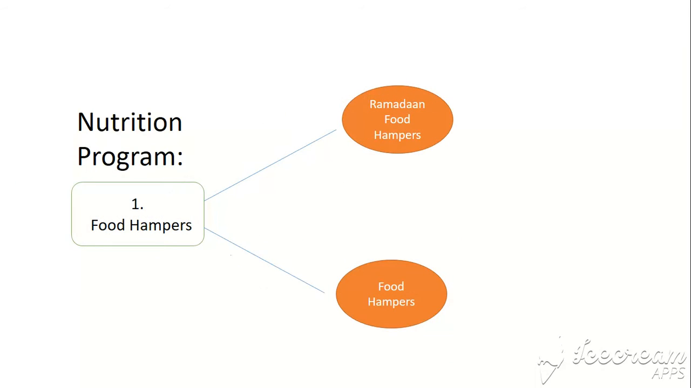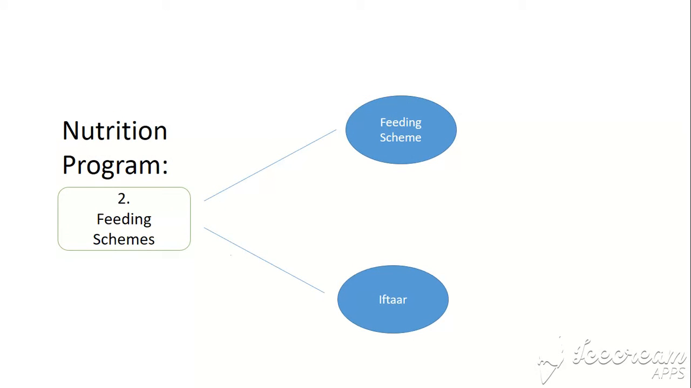So what we did is we created a nutrition program called food hampers, and we put all the food hamper projects under it. Ramadan food hampers, and as I said earlier, there could be many food hamper projects that could fall under the nutrition program called food hampers. What happens to the feeding schemes? We created a feeding schemes nutrition program, and we clustered the feeding scheme projects, feeding scheme iftar under it.